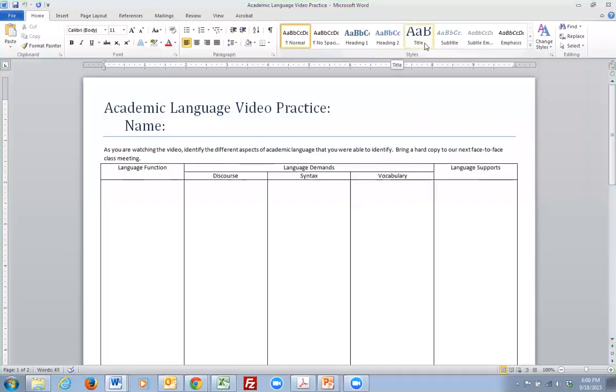Hello students, today we're going to talk about academic language, but before we begin, what I'd like for you to do, you will notice in your folder, there is a worksheet or a handout if you will, that says academic language video practice. I'd like for you to print off a hard copy of that or have access to that sheet as we actually go through the video.